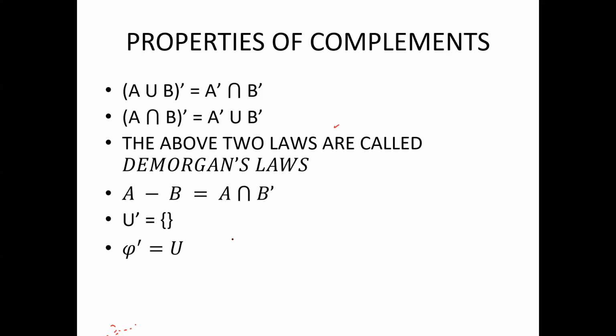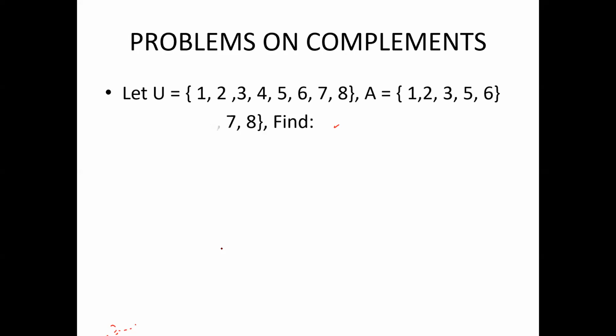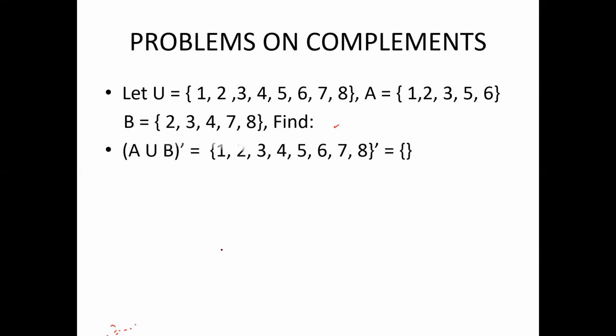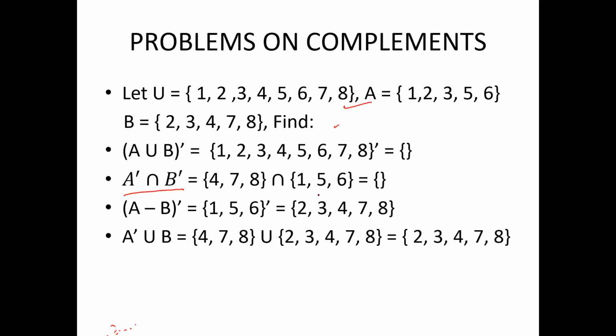U dash is the empty set. The empty set's complement is the universal set. If I take the complement 2 times, you will get the same set again. This is not always true, only here it is true. When you write a whole complement, don't apply the complement inside separately. Wrong. A minus B whole complement is not equal to A complement minus B complement. Don't do this.